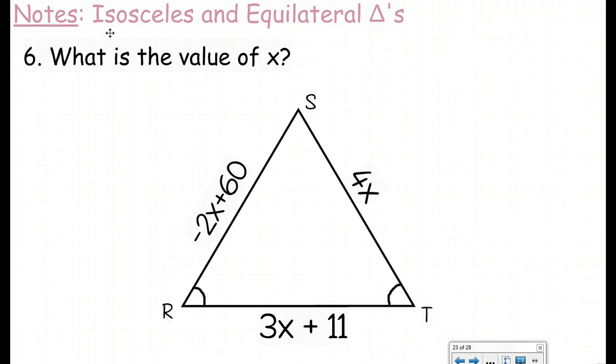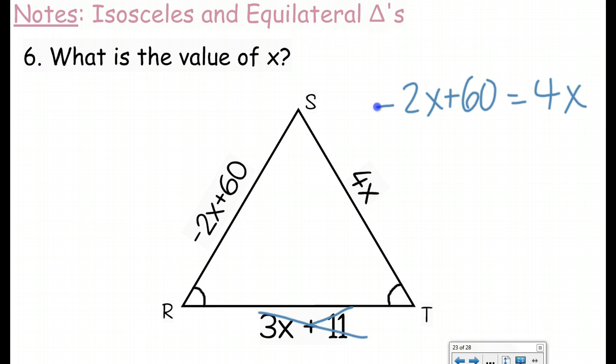All right. This problem. Which two sides are congruent in this problem? Which ones are the legs? SR and ST. We are going to set the legs equal. Which side are we totally going to ignore? 3x plus 11. For now, we're going to ignore it.